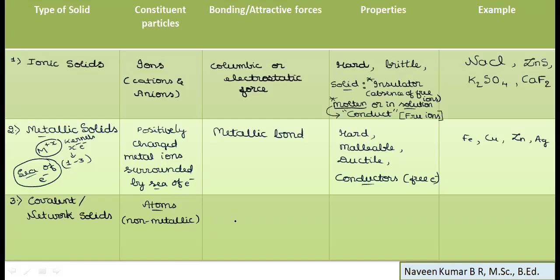Between the atoms of non-metallic nature, the covalent bond, which is formed by mutual sharing of electrons, holds the constituent particles in the entire crystal or solid. All covalent solids are hard, but there are some examples of covalent solids which are soft. For example, you can consider graphite.